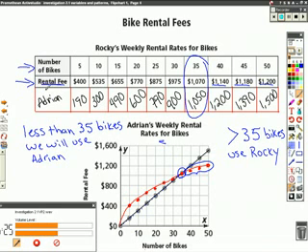All right, so in our next video, what we're going to get into is part D and part E, where we're going to discuss patterns and make some predictions. All right.